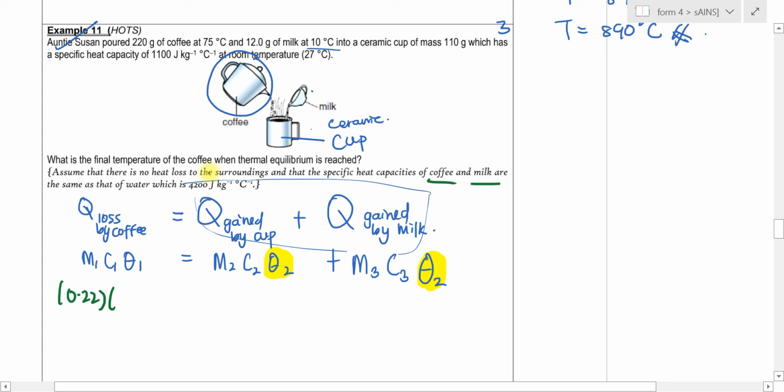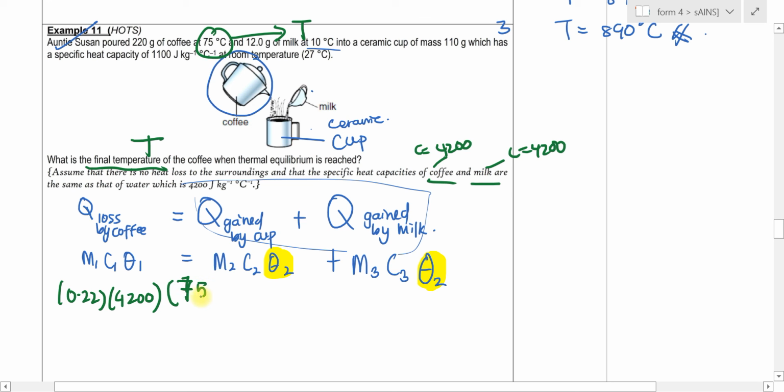Coffee and milk are the same as water. It was said that coffee and milk are the same as the water. So we know water is 4,200. So the coffee's specific capacity is 4,200, and milk is also 4,200. And the theta: coffee is initially 75 degrees Celsius. It will drop to a final temperature of T. They ask for the final temperature, right? That is T. So we take the hot object temperature minus the final temperature.